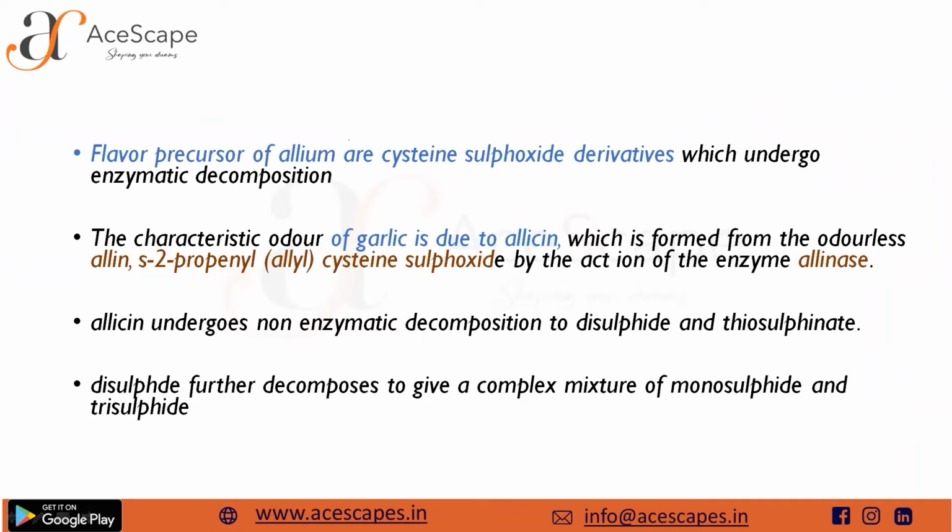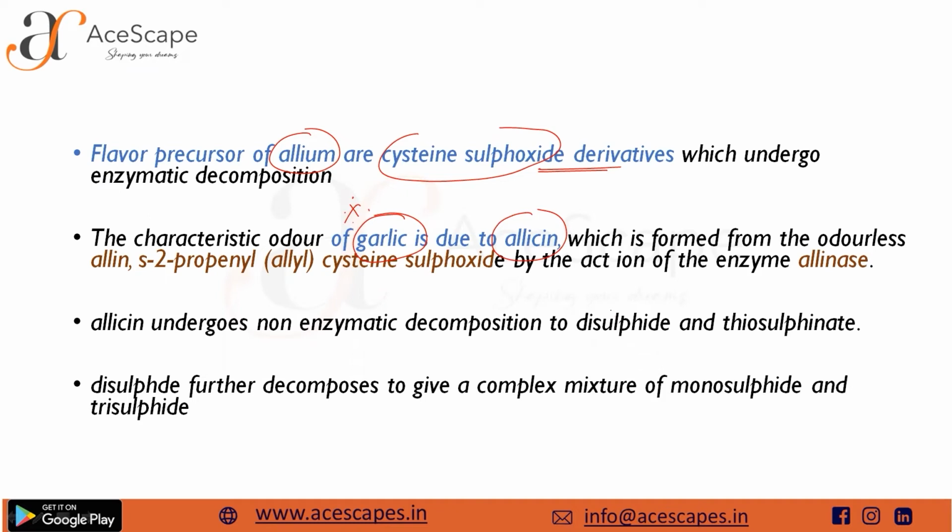If you are taking allium, the flavor precursor is known as the cysteine sulfoxide and its derivatives. So these compounds give the particular flavor to allium. And about garlic, the odor of garlic is due to the compound allicin. This is also important. In some previous years, they have given this for match the following. The flavor compound responsible for the characteristic flavor of garlic is allicin.